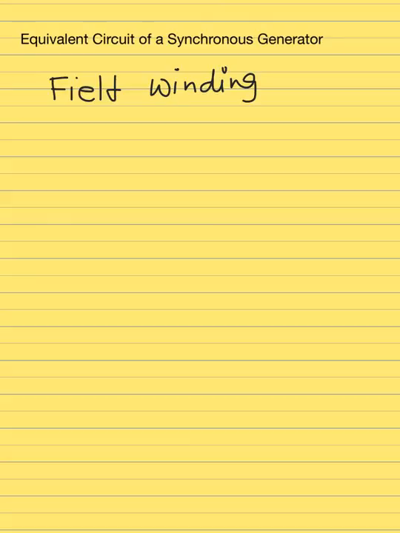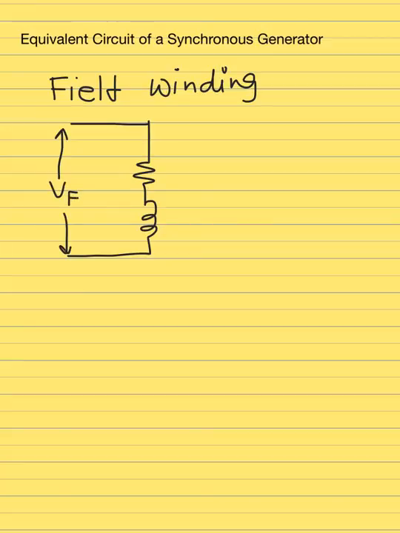Field winding is supplied from a DC supply, so that's why you have the winding represented by a resistance and an inductance, and that's going to be supplied from a DC supply. So here is the DC voltage. Let's keep it VF, so that shows the field winding parameters. This is the resistance, so we're gonna say RF, that's the resistance of the field winding, and this is the inductance of the field winding again.